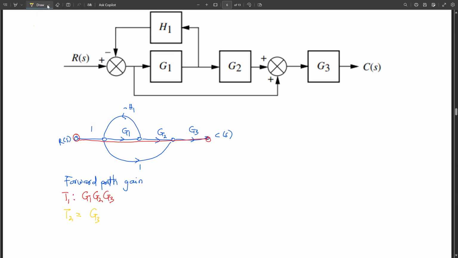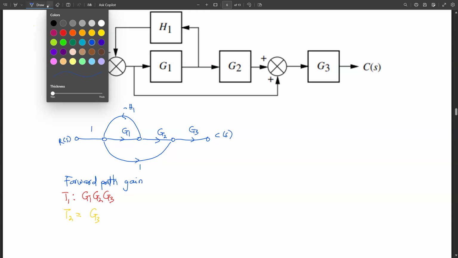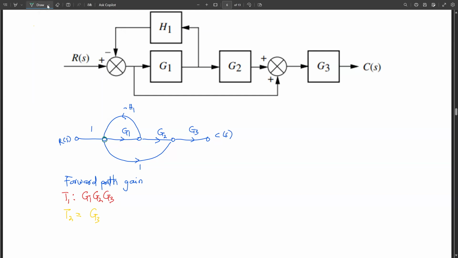Now, the second thing that you should do is to identify your loops, right? So we said that the loops actually start from a particular node, then traverse the signal flow, and end up on the same node, okay? So the first loop that we can identify here is going to be this, right? It moves here, then it traverses, then it comes back. So let's call it L1.